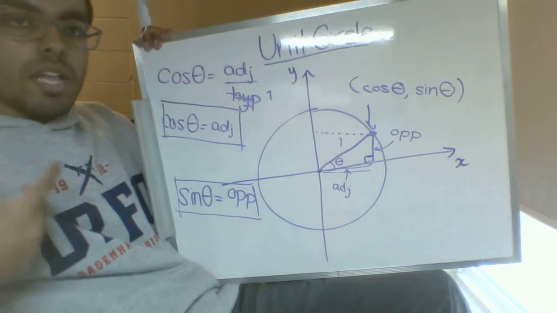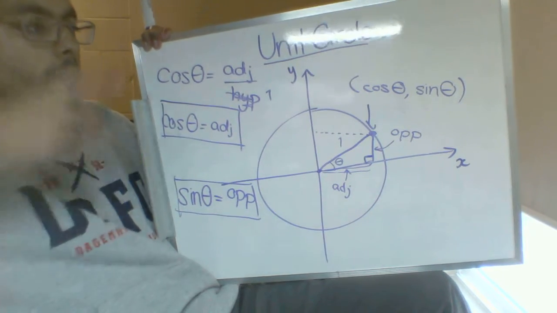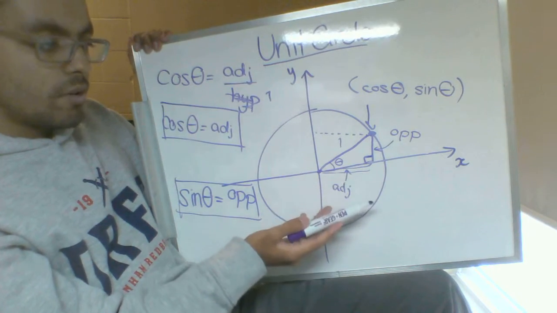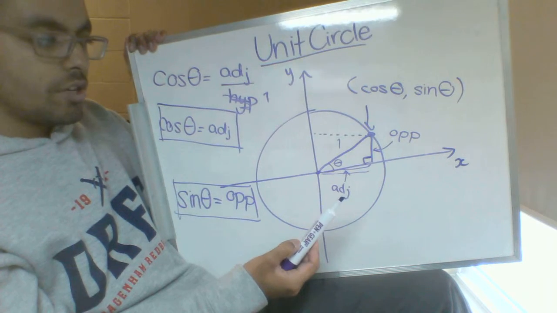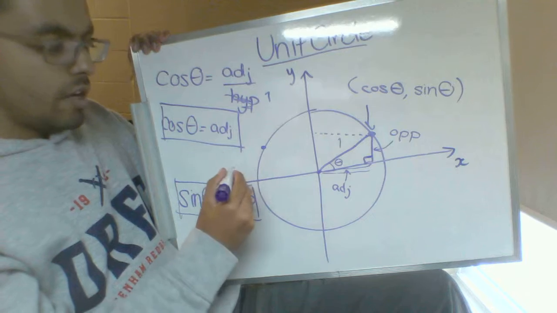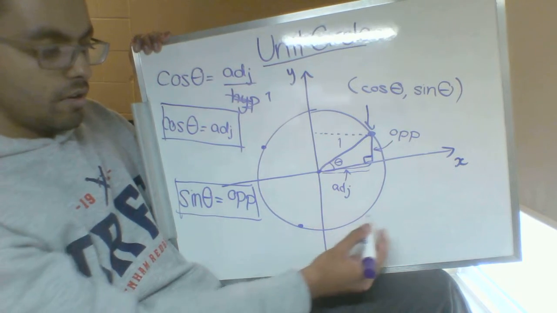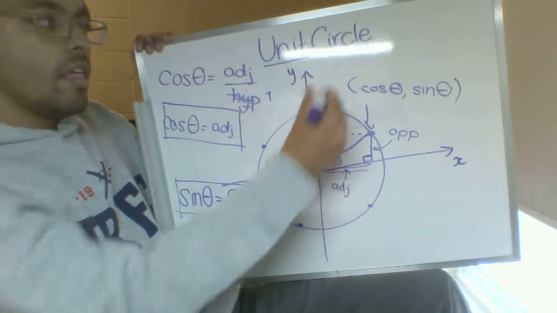And that might seem like a complicated way of describing this point, but so far we've only talked about angles that are between 0 degrees and 90 degrees. We haven't really worried about anything larger than that. What if my point was over here? What if my point was down here or over there? This point could be anywhere on the circle.